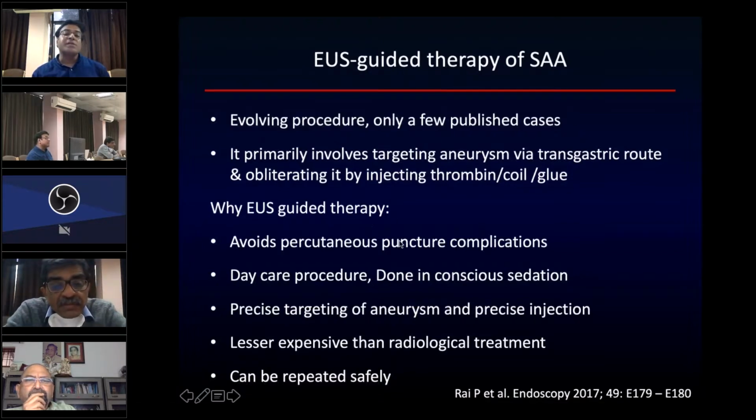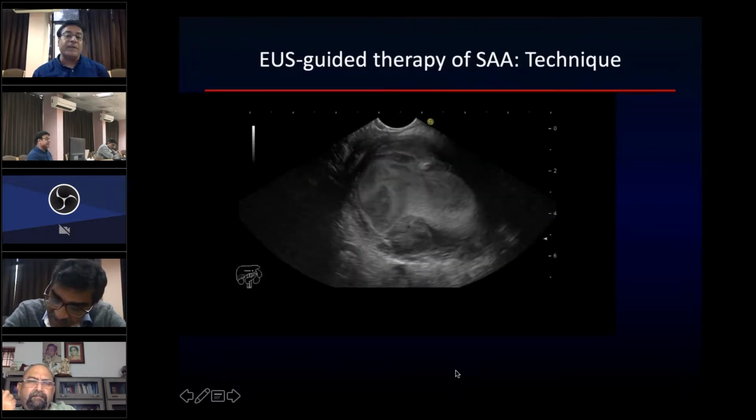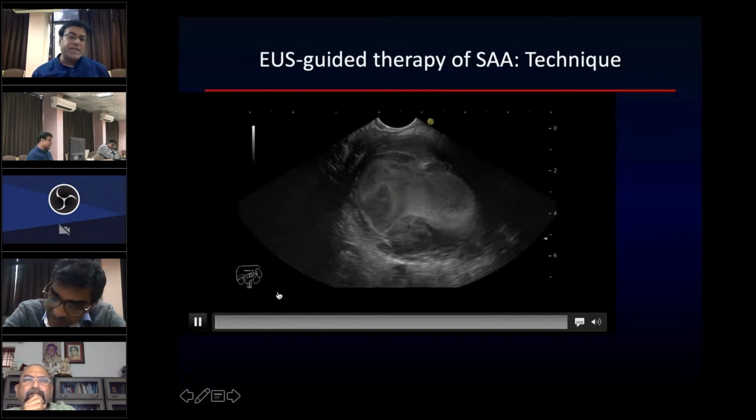As I mentioned, why EUS guided? One, it avoids percutaneous puncture complications. It's a day care procedure done in conscious sedation, precise targeting of the aneurysm, precise injection, lesser expensive than radiological treatment. And this is the reason why we offered this in the first patient that we did in 2014, and it can be repeated safely. So this is the technique that we do.